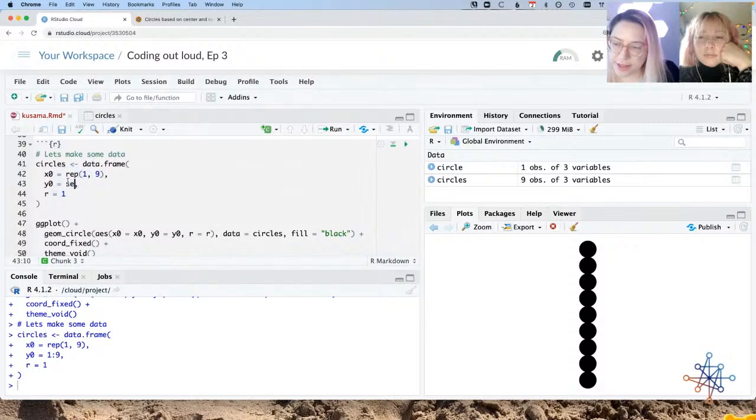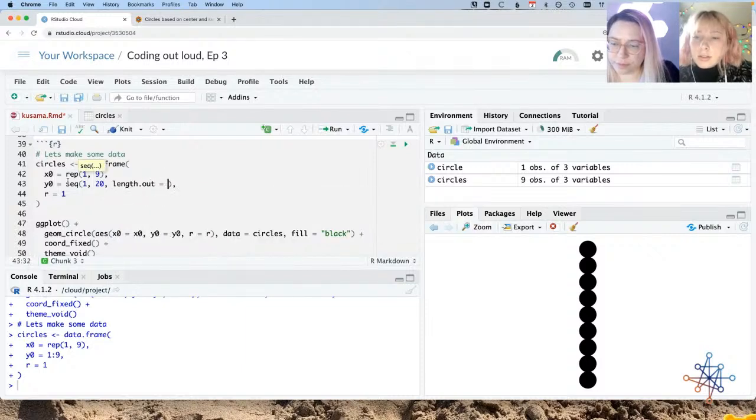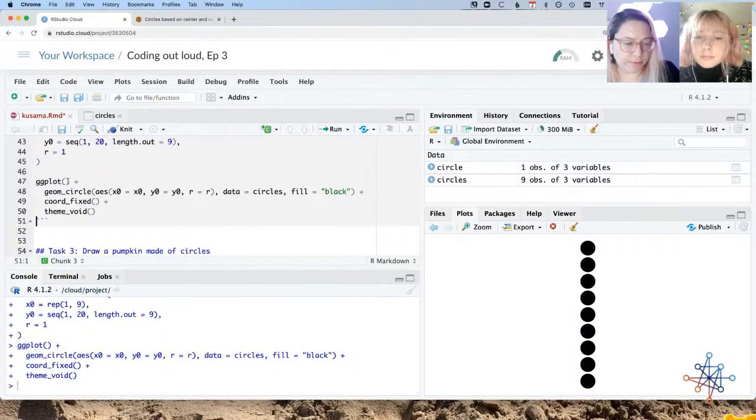So maybe I can write a sequence from 1 to, so if I want 9 of them. You could just specify the length out. You could do 1 to 20, and then, instead of setting the interval between. Smart. There we go. Okay.